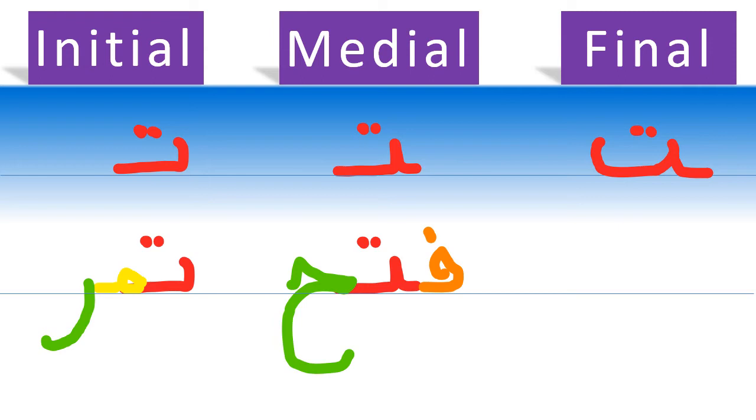Now, an example about the thaa in the final position. Here is a word which consists of two letters, the mim and the thaa. M, mim, and thaa, mat, or mot, okay? Can be pronounced in different ways.